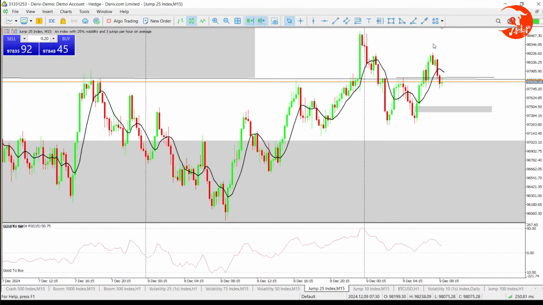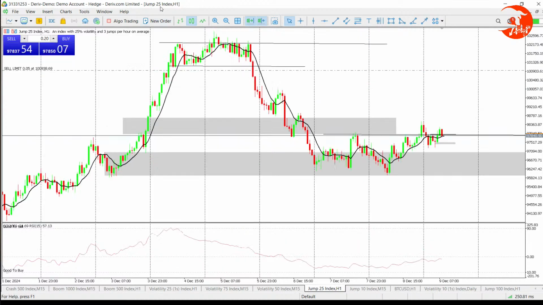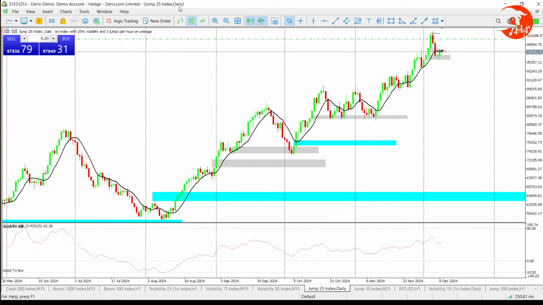And now lastly is Jump 25. Jump 25, we said... I've forgotten what I was talking about. Jump 25, let's see. It's daily. We are looking for buys, and we had reached that breaker block level there, so it means the buys are on.